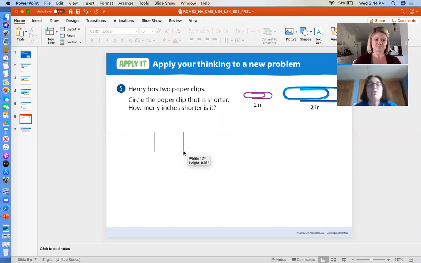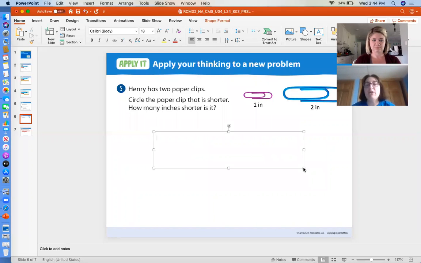Nice job. So now it says, how many inches shorter is it? So can we easily just in our head find the difference? Definitely. 2 minus 1 is 1. And then we need to make sure we put that inch. Perfect. Very nice. All right, moving on.